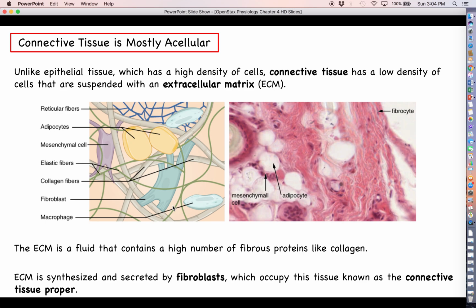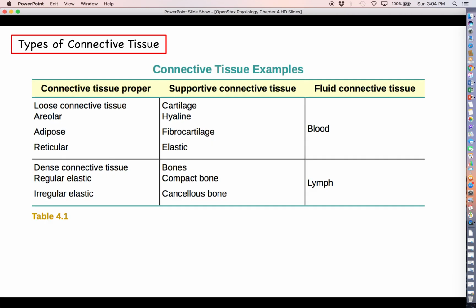This type of connective tissue, which is very common, it's the most common type of connective tissue, this hodgepodge of different types of cells and extracellular matrix, is called connective tissue proper. So we can see several different types of connective tissue. The far left column is the connective tissue proper, which, as you can see here, comes in several different types.